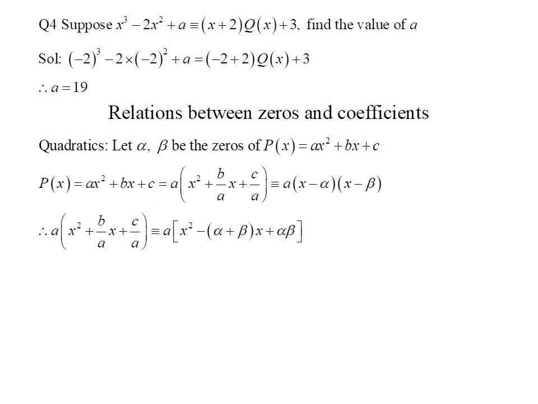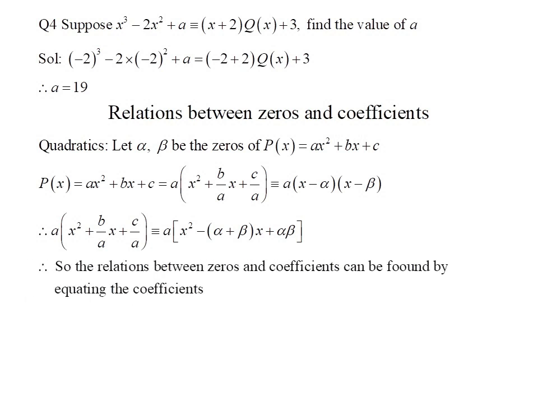According to the above, the quadratic polynomial ax squared plus bx plus c is equivalent to a times (x minus alpha) times (x minus beta). After expanding the right hand side of the equation and applying the coefficient equating method, we have found the relations between the zeros and the quadratic polynomial coefficients, such as alpha plus beta equals negative b over a, alpha times beta equals c over a.